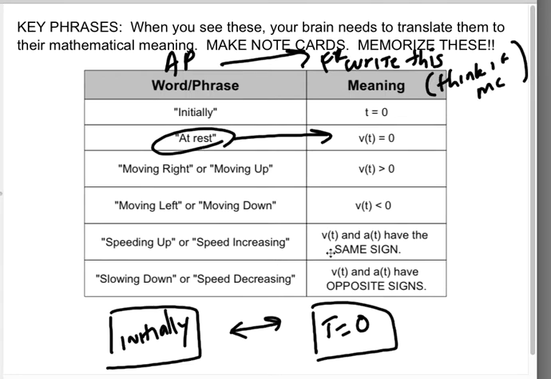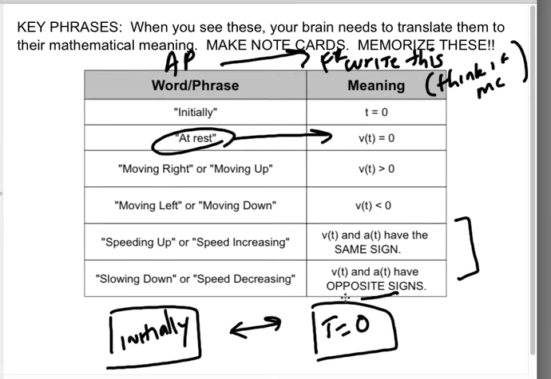It doesn't matter which sign they are, and let me walk you through the logic behind this in just a second. So speeding up or speed increasing means v and a have the same sign. Slowing down or speed decreasing mean that v of t and a of t have opposite signs.